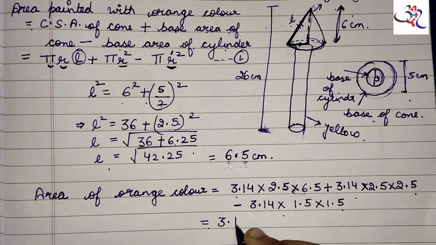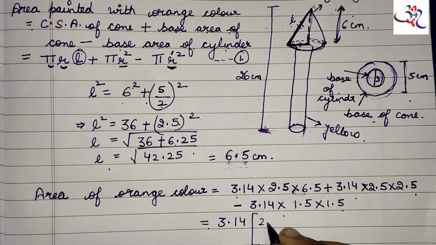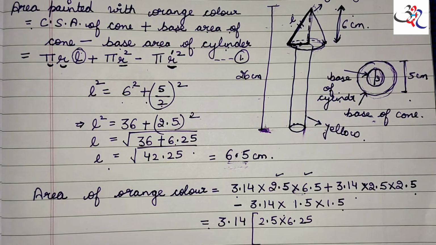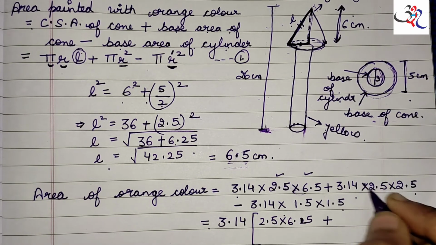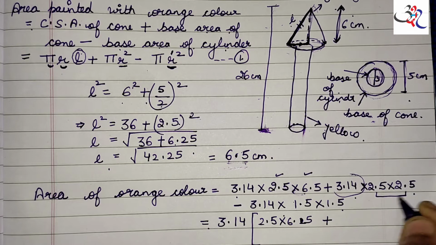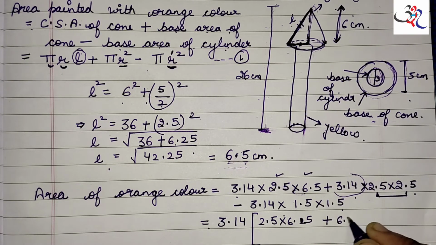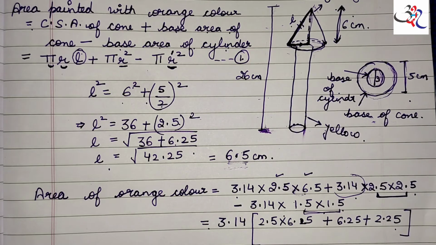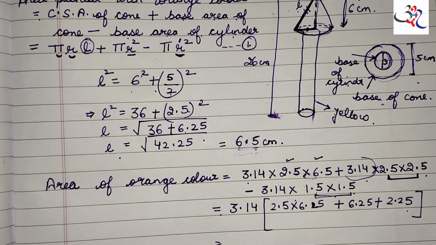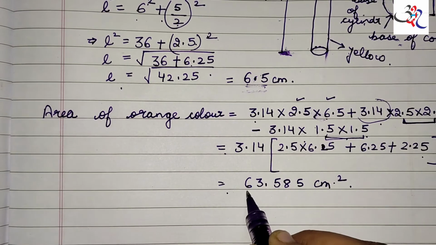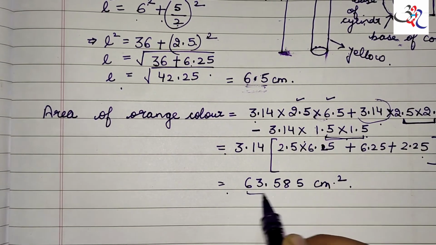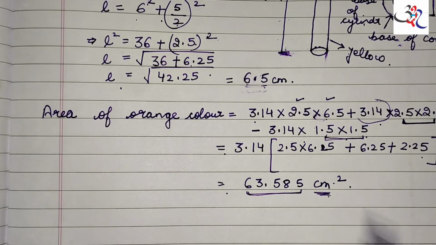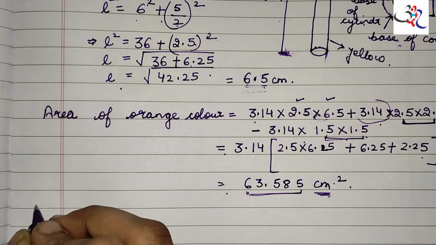Now I can take 3.14 common outside, and inside the bracket I will be left with 2.5 into 6.5 plus 2.5 into 2.5, which is 6.25, minus 1.5 into 1.5, which will give me 2.25. So if you solve this, you will get 63.585 centimeter square. Okay, now moving to next.